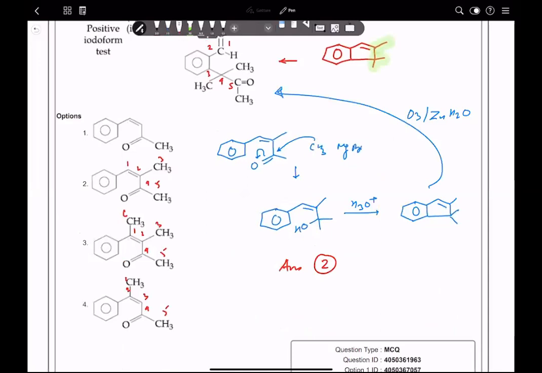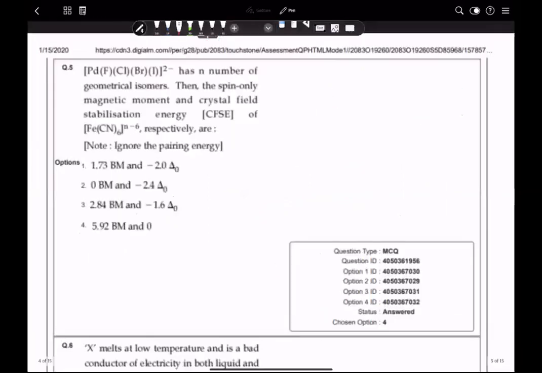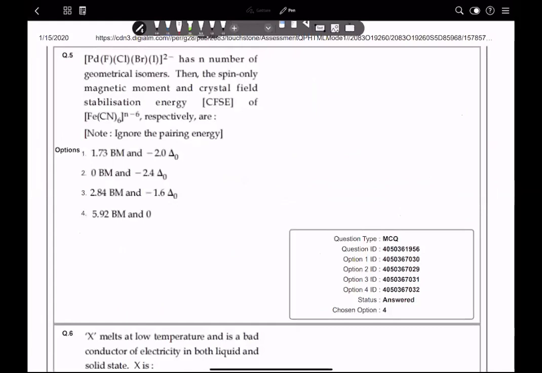Move to the next question. The next question is given: PtFClBrI (I2 minus) has n number of geometrical isomers. Then the spin only magnetic moment and crystal field stabilizing energy of FeCN6 n minus 6 respectively are. So first you have to look at the geometrical isomers. So you can easily say that 3 geometrical isomers will be there.